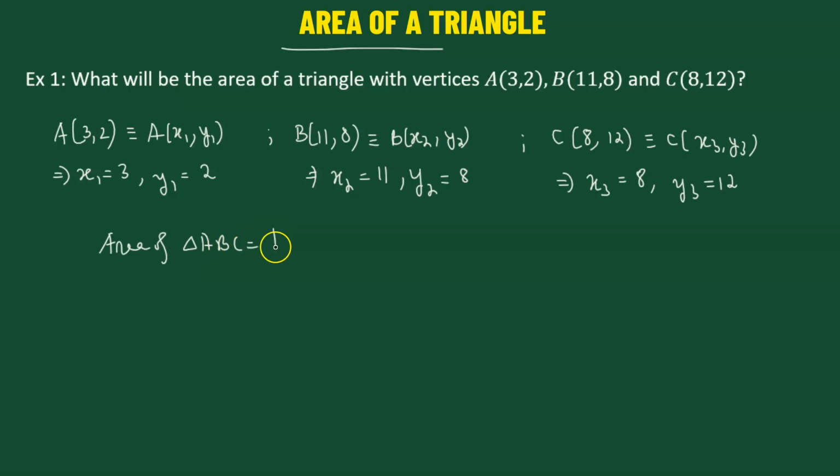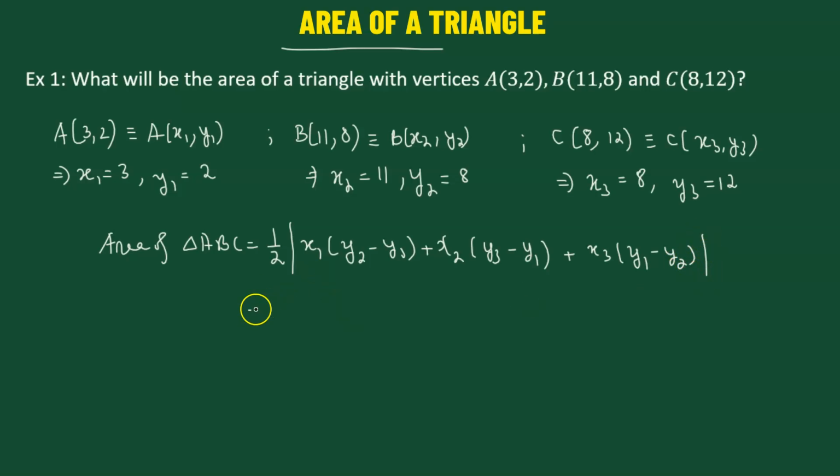We'll use the formula half. So let's try to recall the formula. We'll have to take the magnitude. First, we'll start with x1, multiplied by y2 minus y3, added to x2 multiplied by y3 minus y1, and then we have x3 multiplied by y1 minus y2. All we have to do now is substitute the values in their respective positions.